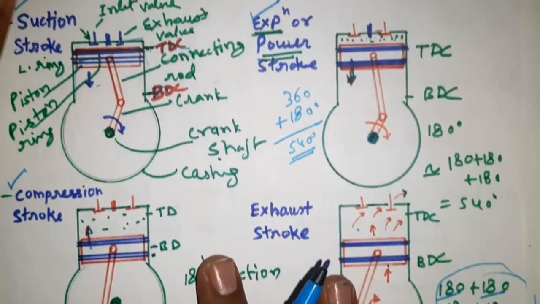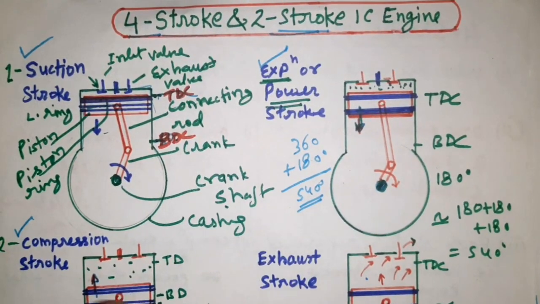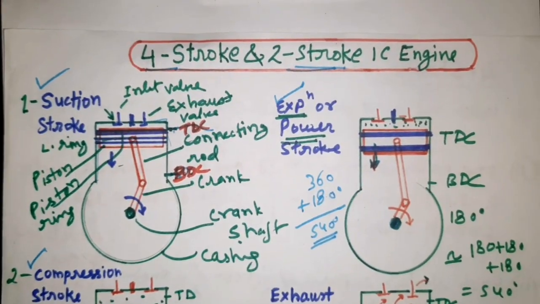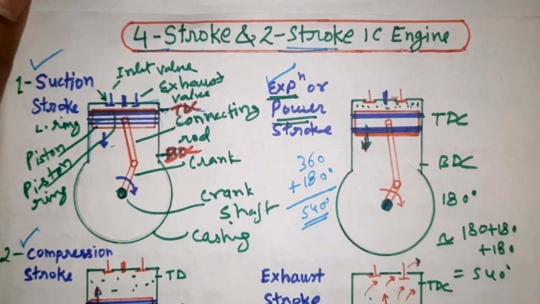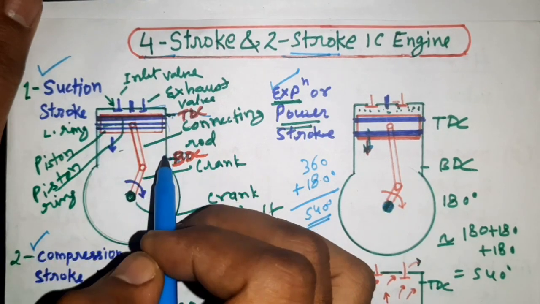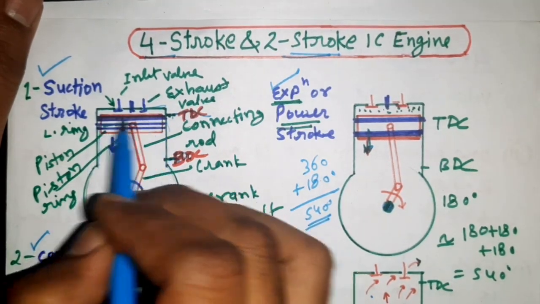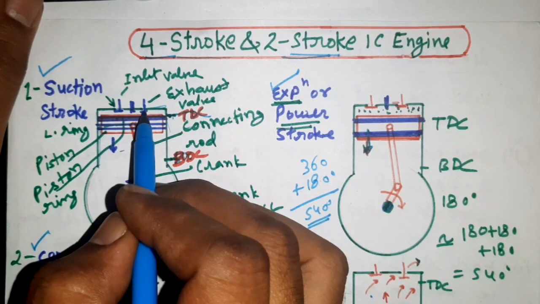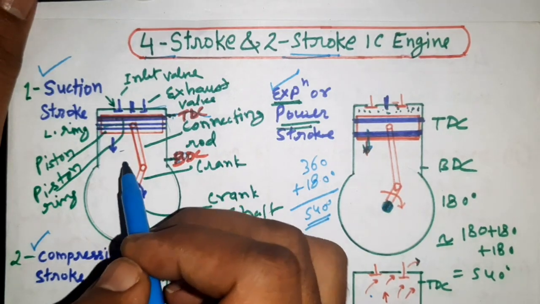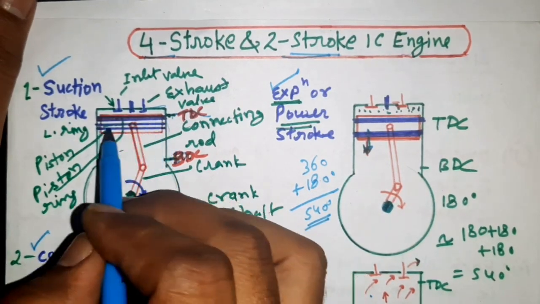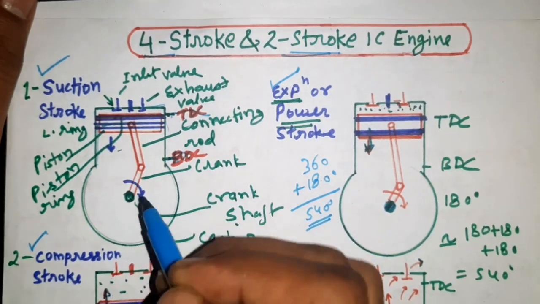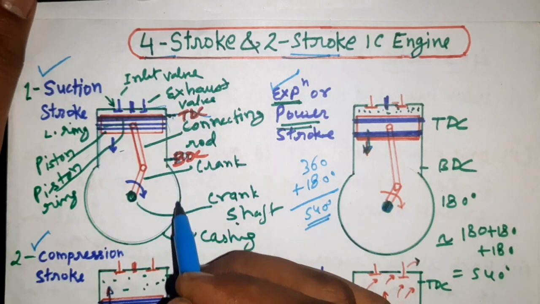First I would like to describe the suction stroke. You can see this is the cylinder. This is the piston in red color, this is the inlet valve, this is the exhaust valve, and this is the spark plug in case of an SI engine. And this is the piston ring, this is a lubricating ring, this is the connecting rod, crank, and this is the crankshaft, and this is the casing.